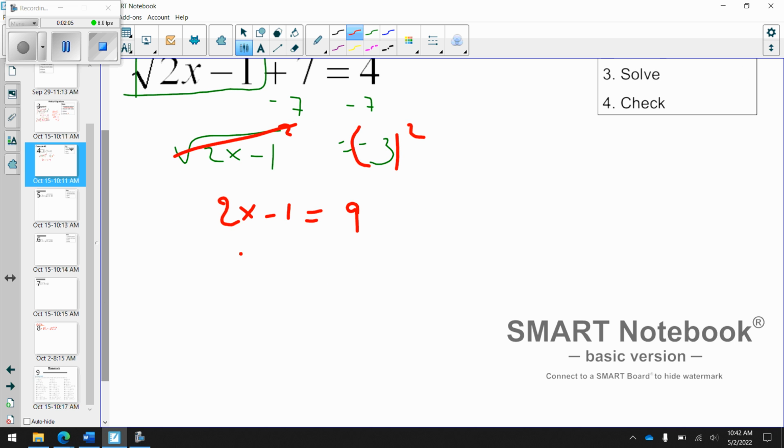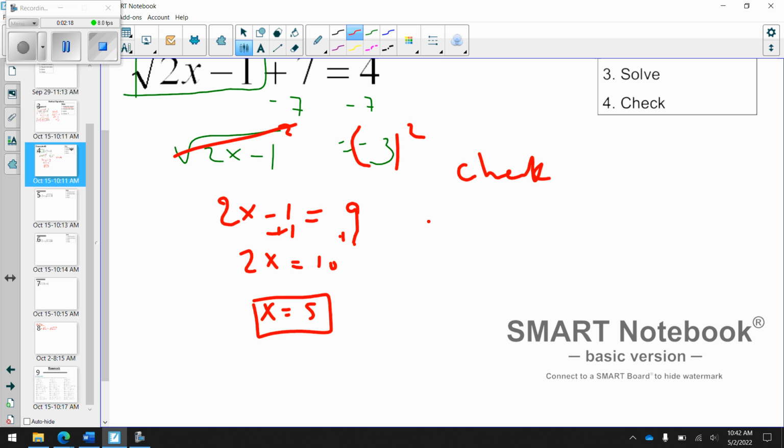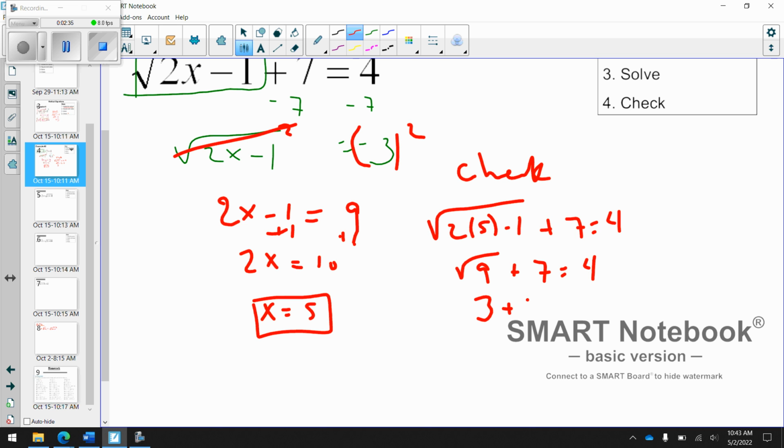All right, now I add 1 over. So I get x equals 5. I think 5 is my answer. I must check it. 2 times 5 minus 1 plus 7 is 4. 2 times 5 is 10. Minus 1 is 9. Square root of 9 plus 7 is equal to 4. Square root of 9 is 3. Plus 7, 10. Is 10 equal to 4?